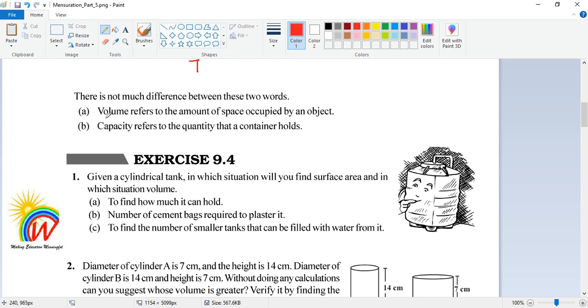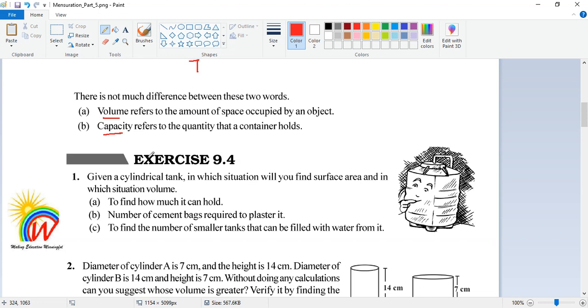Okay, now you will come across these 2 words in your exercise, volume and capacity. If I ask you what volume is, it refers to the amount of space occupied by an object. When I talk about volume, it's a 3-dimensional figure, a solid figure, not an area, not like a rectangle or a square. It's a solid figure like a cube, cuboid, sphere, cylinder, cone, etc. Volume is the space occupied by this figure, whatever space a particular solid object covers.